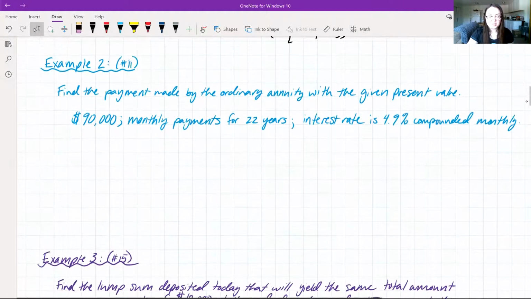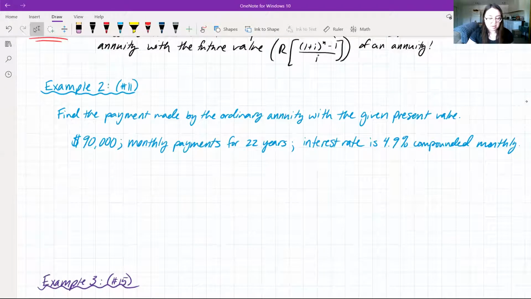All right, so number 2 here, we want to find the payment made by the ordinary annuity with the given present value. So in this case, we're given the present value, and now we need to find the payment. So in this case, we're solving for R. So we have $90,000. We have monthly payments for 22 years, and the interest rate is 4.9% compounded monthly.